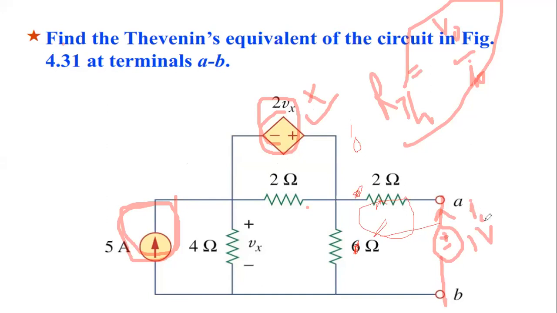If you are able to find the current I naught, the resistance will be given by V naught by I naught. V naught we already know that is 1 volt. I naught we have to find. If you are able to find I naught, you can easily say that RTH is 1 by I naught. That's it.